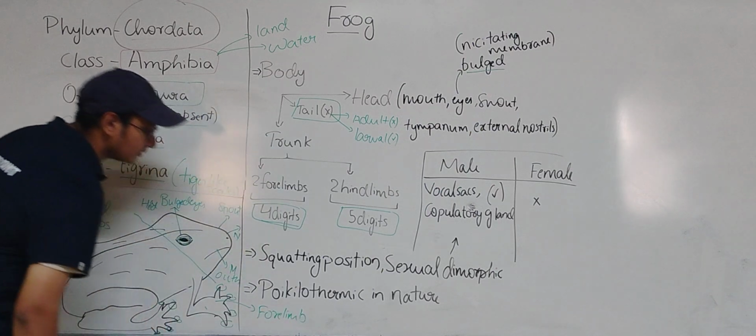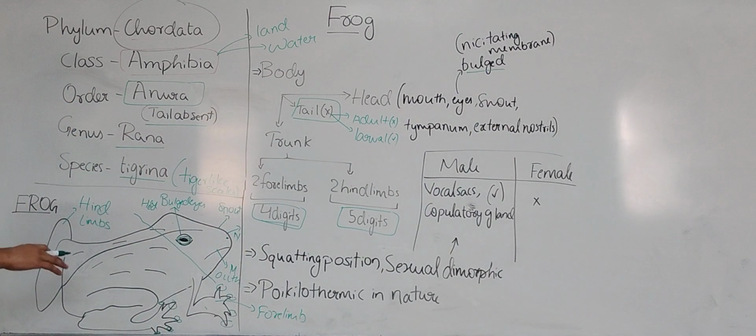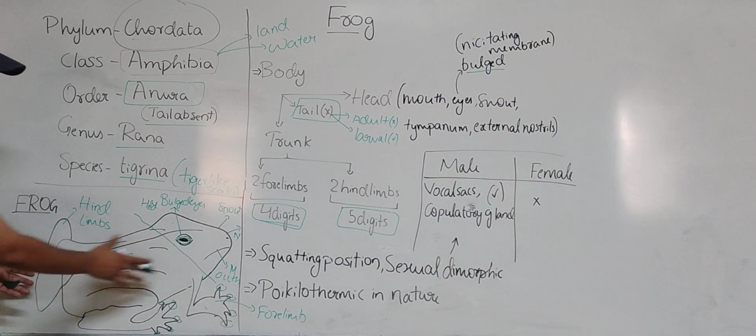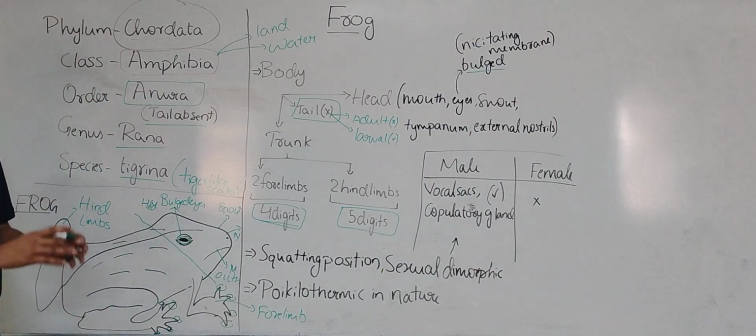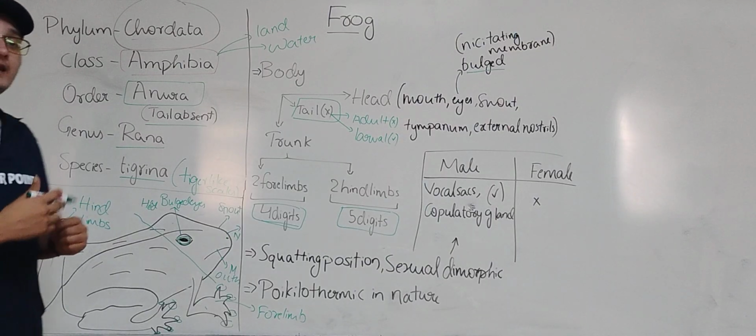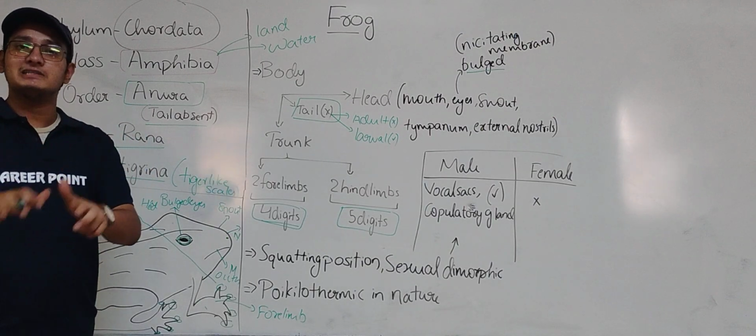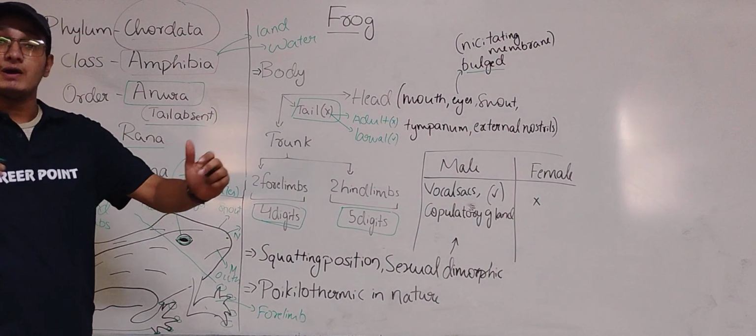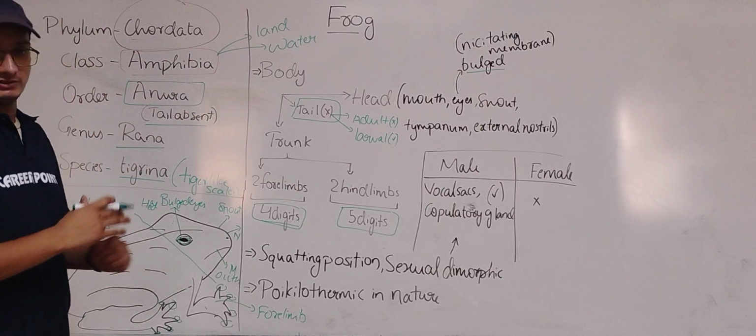The position of a frog is like a squatting position. So there is an exercise called squatting exercise. So it sits in that way. So this position is known as squatting position. This is helpful for them in jumping from one place to another. It can jump long distances with the help of this.